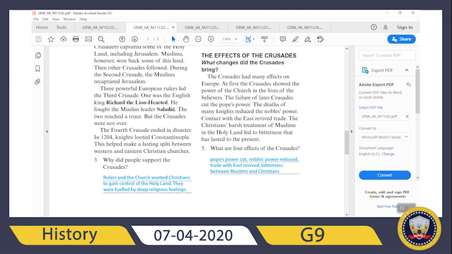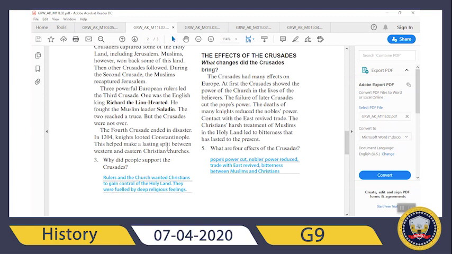Here you see the word truce. What is a truce? It's a peace agreement. But the crusades were not over. Even after that treaty or peace agreement, they were not over. The fourth crusade ended in disaster. So finally, they came again with a holy war, but it ended in disaster.